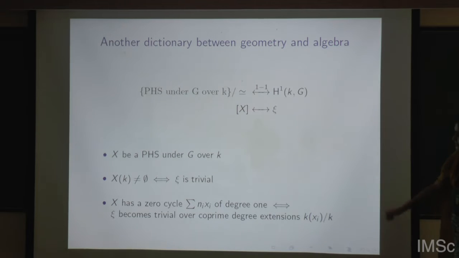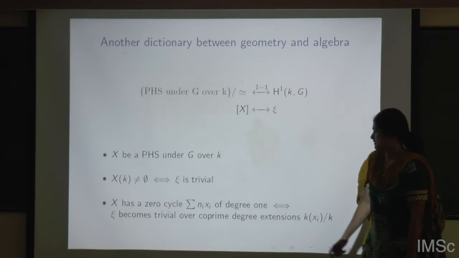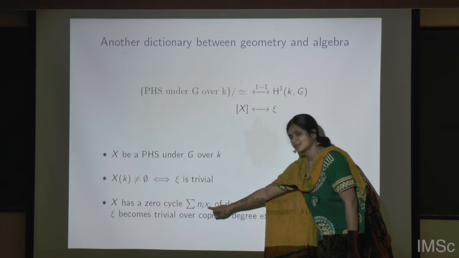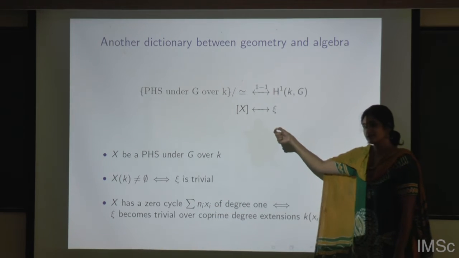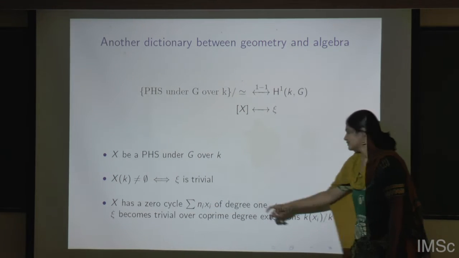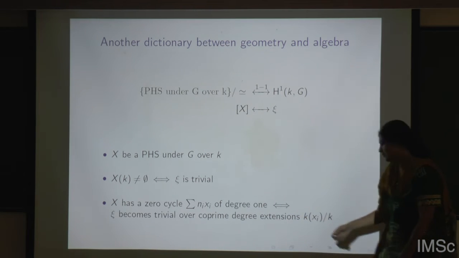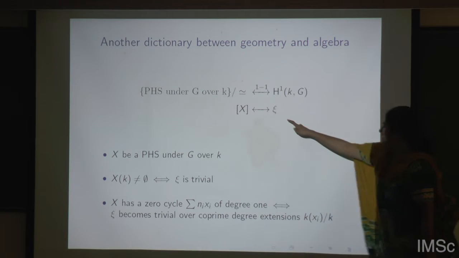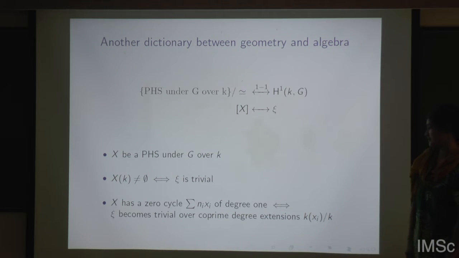What is the other dictionary? What does a zero cycle of degree 1 correspond to? It basically says xi is a closed point. It precisely means X gets a point when you go to that field extension, right? So this zero cycle of degree 1 exactly means that you have this element, and it becomes trivial over a bunch of co-prime degree extensions.